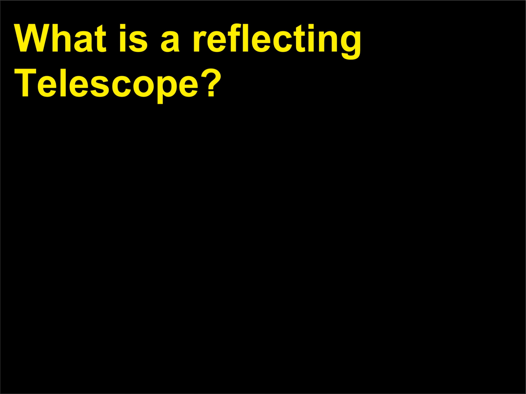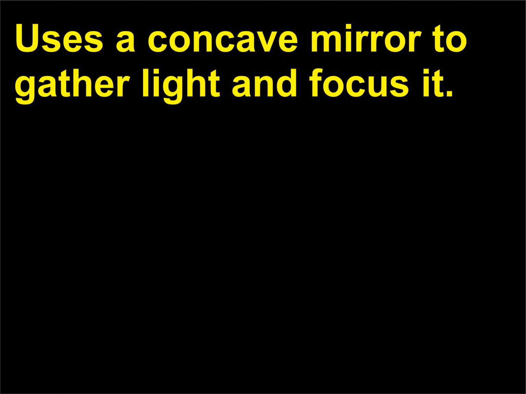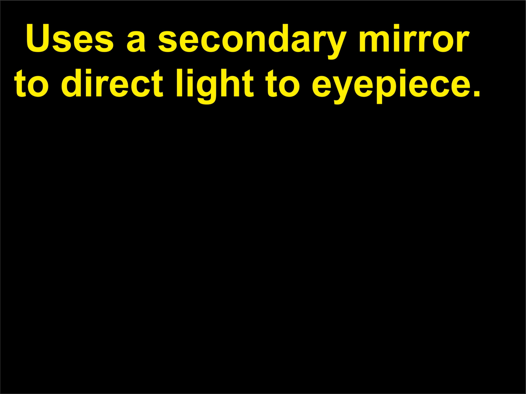What is a reflecting telescope? It uses a concave mirror to gather light and focus it. It uses a secondary mirror to direct light to the eyepiece.